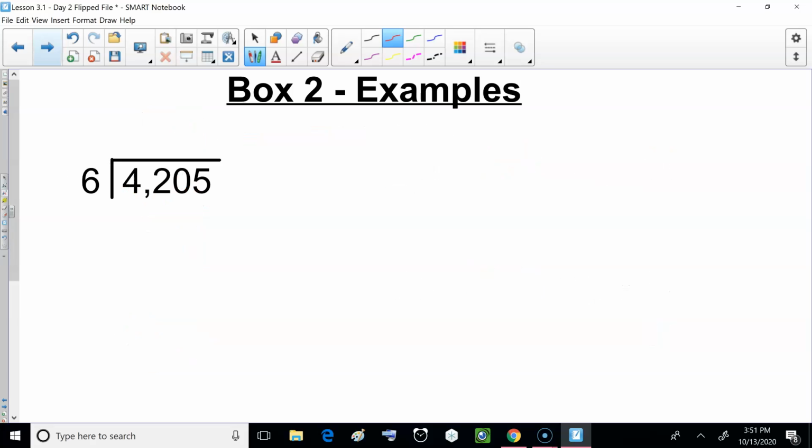So that was nice that they ended in zeros, but what happens when they don't end in zeros? How am I going to solve this problem? Well, I'm going to do that same type of strategies, except we're going to talk about some of the things with what do we do next?